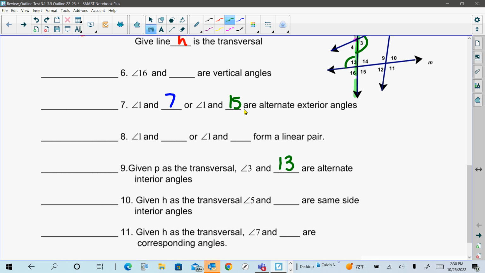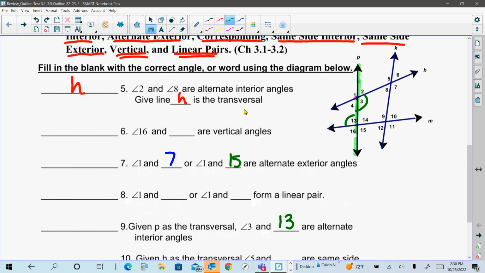Now, the last one here, they want you to let H be the transversal. So I'm just highlighting H as a transversal. And we're looking at angle 7. Angle 7, and we'll just do a double arc here. Angle 7, and what other angle is corresponding? So to be corresponding, you have to be in the same location, on the same side of the transversal, so this means below H here. I have to be below H here. Why is it doing that? Sorry.